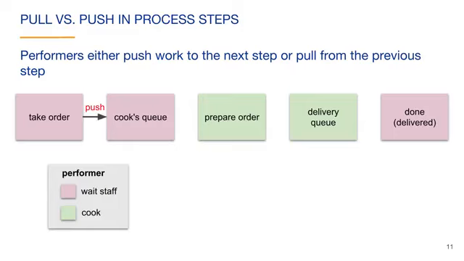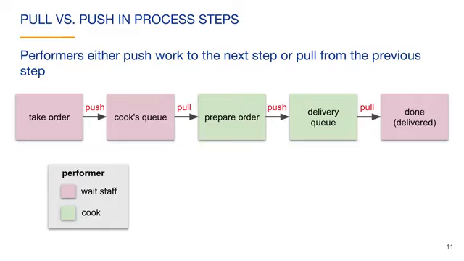After the waitstaff takes the order, they usually push it to a queue for the queue to start when they get a chance. When the cook has the availability to start preparing the order, the cook pulls the order from the queue and places it in the work in progress location. After the food is prepared, the cook pushes the order to the waitstaff's delivery queue. When the waitstaff has availability, they pull the order from the delivery queue and deliver it to the customer.